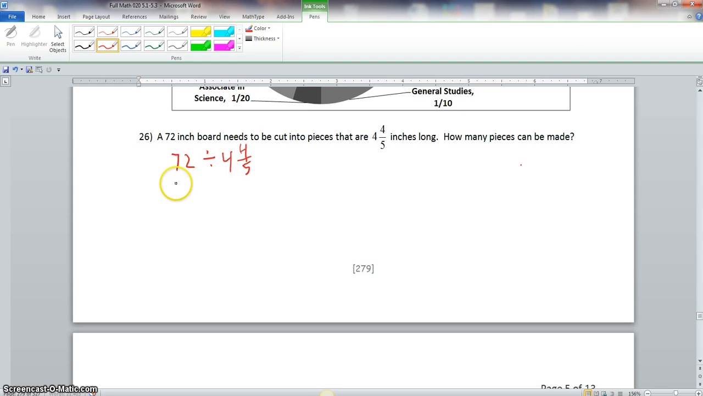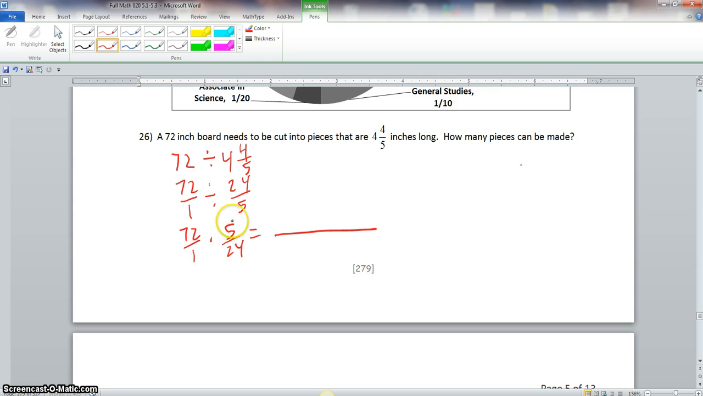So this is what we would do. This would become 72 over 1 divided by, we'll take this mixed number and make it into an improper fraction. This would give us 24 over 5. So now we would keep this first fraction the same. Division becomes multiplication, and we take the reciprocal, or flip, the second fraction.